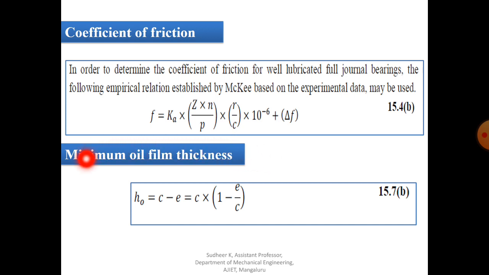Now we already discussed minimum oil film thickness. The bearing should withstand whatever the load is with the help of maximum pressure, which will build up during the formation of hydrodynamic lubrication. You know, the converging oil film will be generated. So there will be a smallest distance between the journal and bearing surface. That thickness we call the minimum oil film thickness. It is denoted by h naught, and it is given by equation number 15.7b.